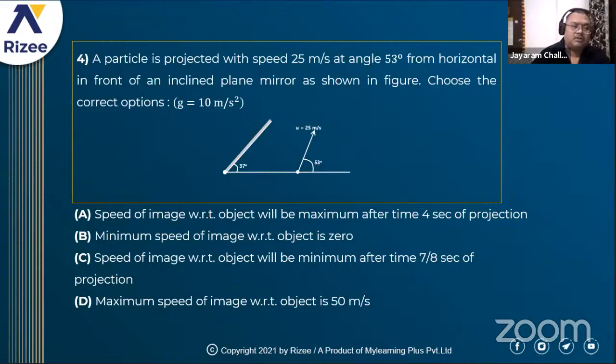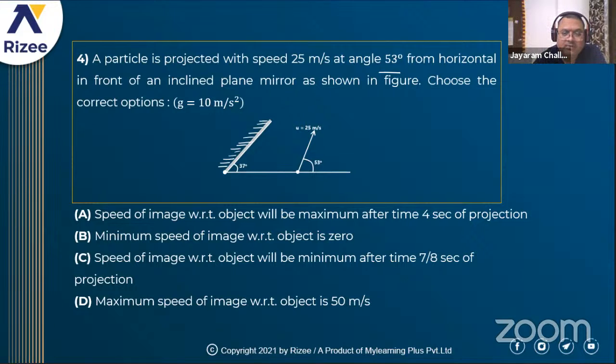And now coming to the fourth one. A particle is projected at a speed of 25 meters per second at an angle of 53 degrees with the horizontal in front of an inclined mirror. That means this is our mirror, placed inclined like this. Now he is asking what the correct options are in this case.